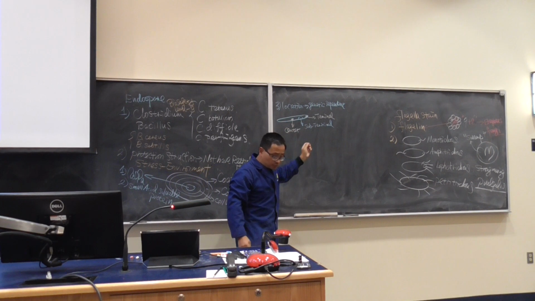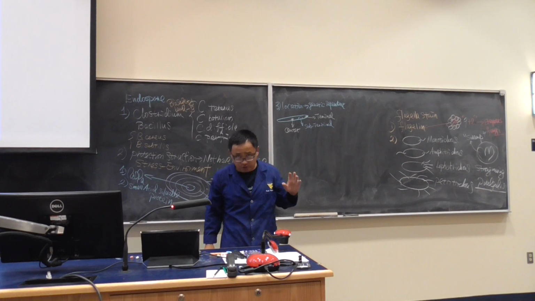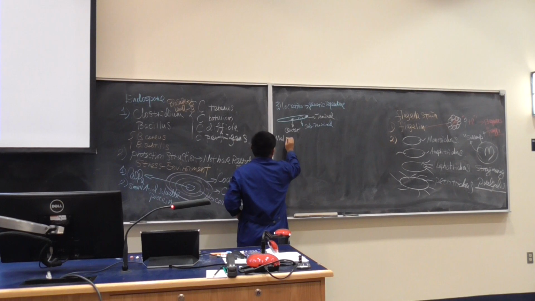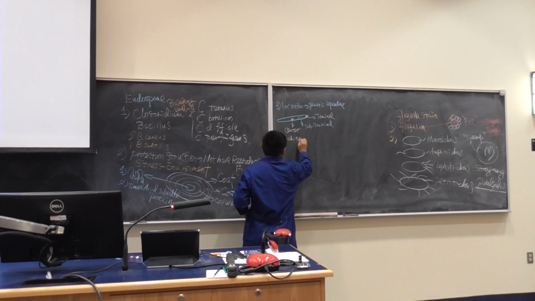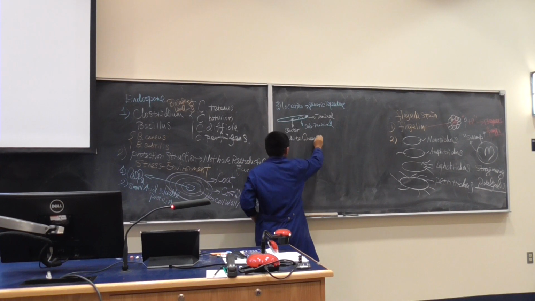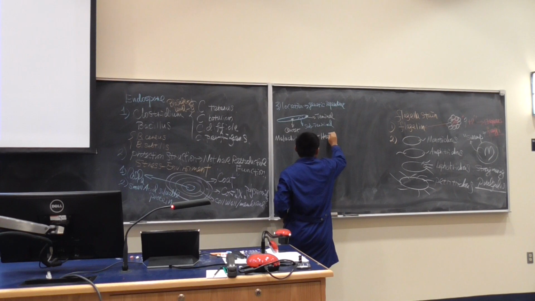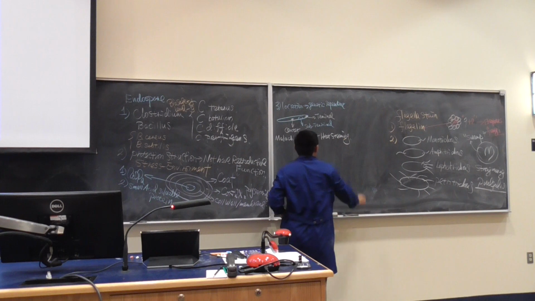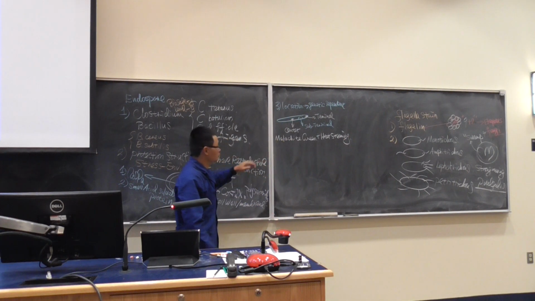And because the endospore is a very rigid structure, we use malachite green and heat steaming, and we can do the endospore stain. That's what we're going to test.